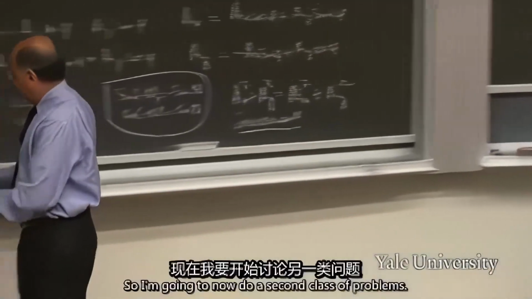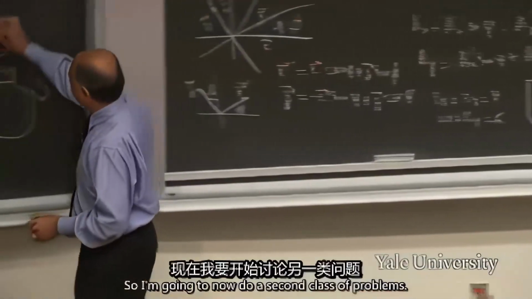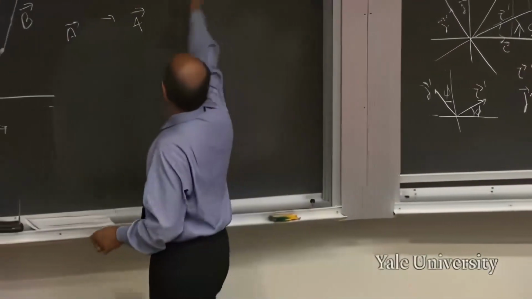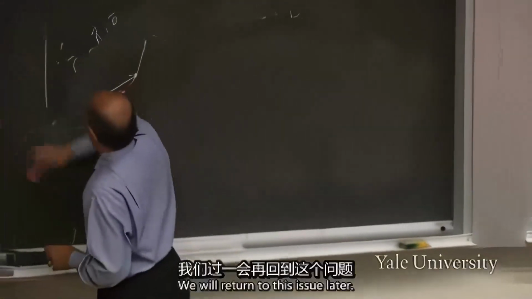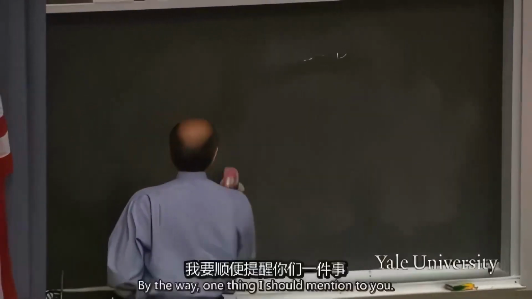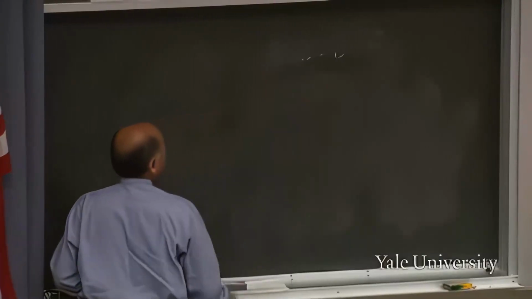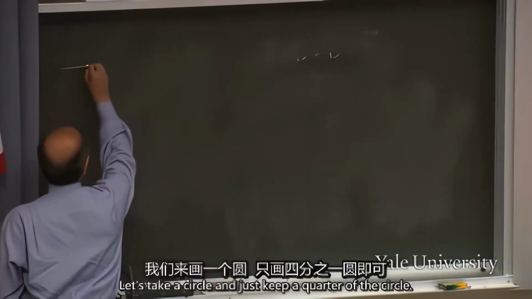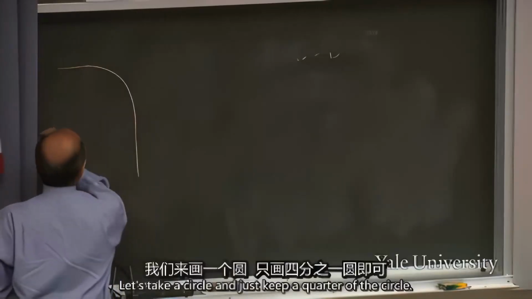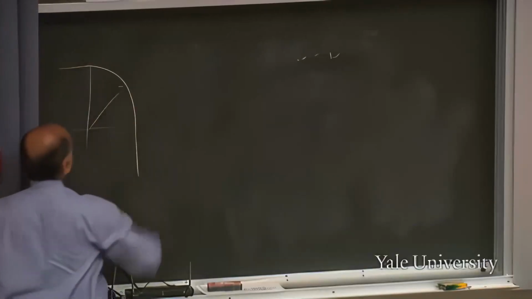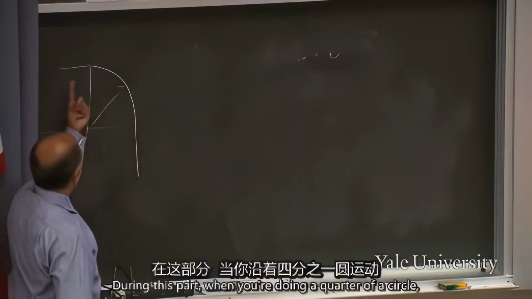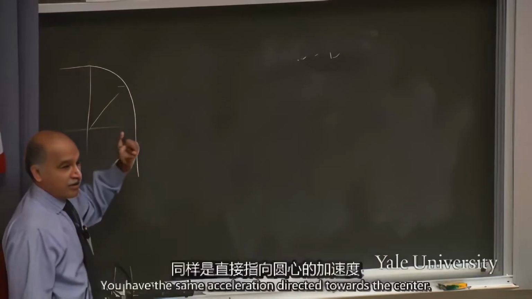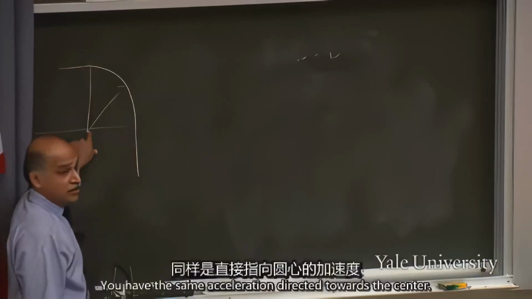Okay, so I'm now going to do a second class of problems. We will return to this issue later. By the way, one thing I should mention to you. Suppose the particle is not moving in a circle but does this. Let's take a circle and just keep a quarter of the circle. During this part, when you're doing a quarter of a circle, you have the same acceleration directed towards the center.